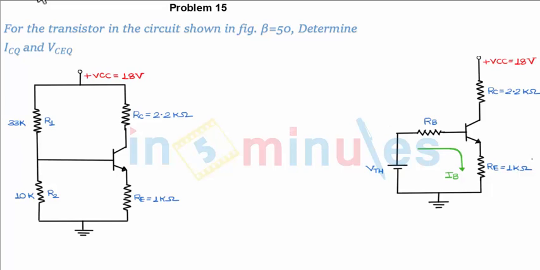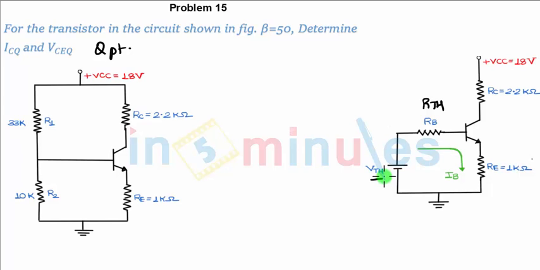Next problem tells us to find the value of ICQ and VCQ, that is nothing but the Q point for the potential divider biasing circuit. So what we can do for the potential divider biasing circuit is we can reduce the circuit by finding the equivalent resistance called Thevenin's resistance and Thevenin's equivalent voltage.